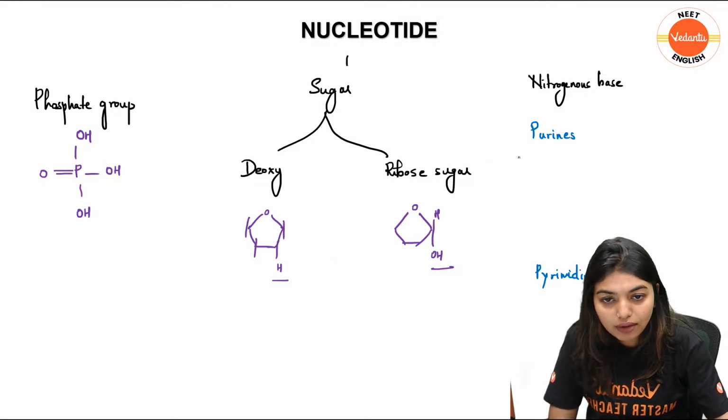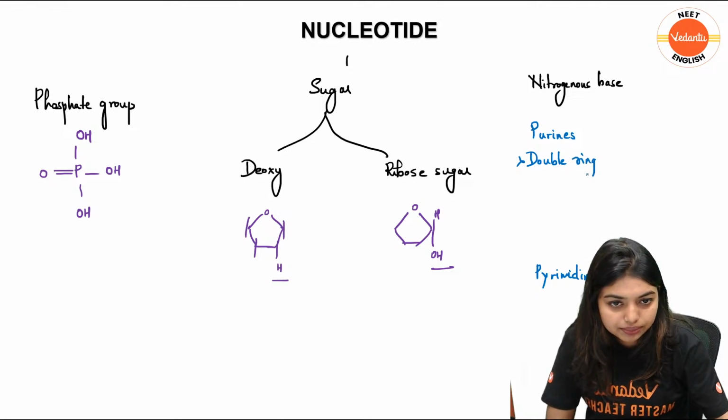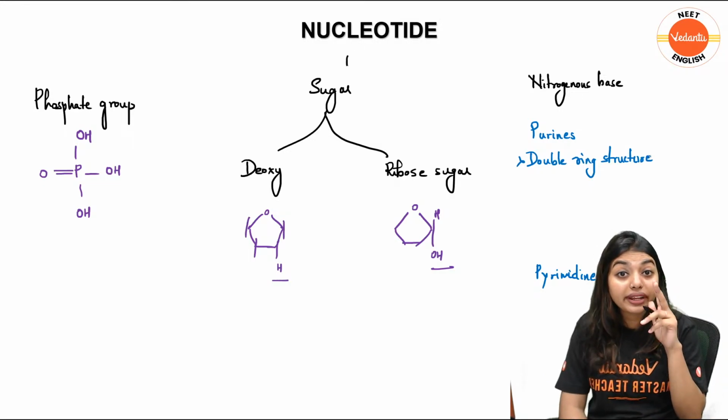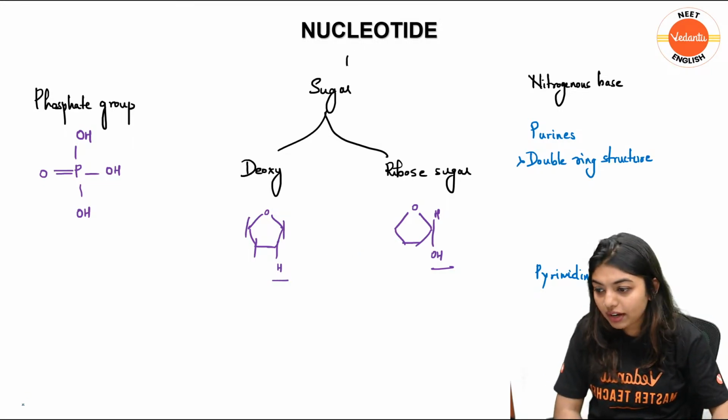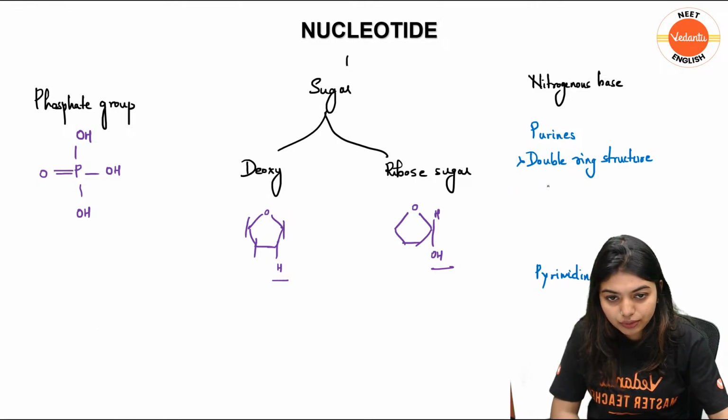Purine, first thing you have to understand about purine, it is a double ring structure. This is a double ring structure. Very, very important. Now we have to draw the structure also. Let's draw the structure also. See, look here, all of you focus here.